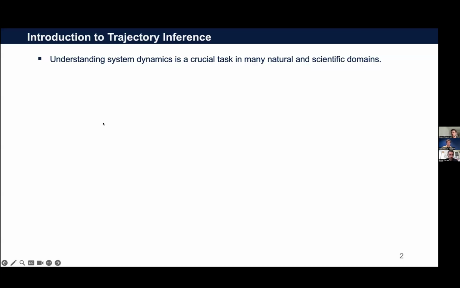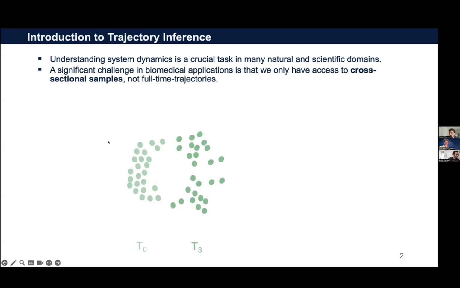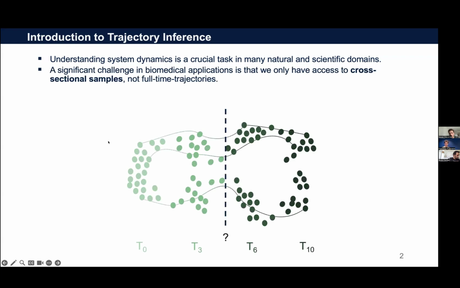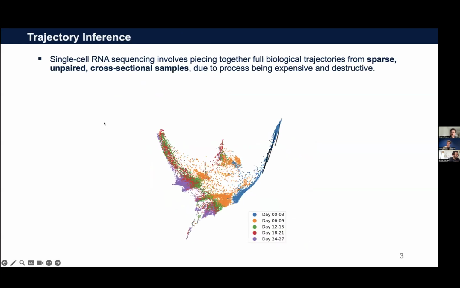So let me begin by explaining the primary problem that we try to tackle in this research. And this is all about understanding system dynamics from sparse noisy measurements. A main problem in many biomedical applications is the lack of access to complete time trajectories. We often only have those cross-sectional sparse samples. As an example, we focus on the primary example of these conditions, which is single-cell RNA sequencing and reconstructing the trajectories of single-cell dynamics.